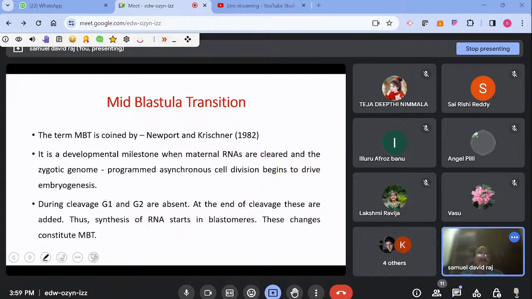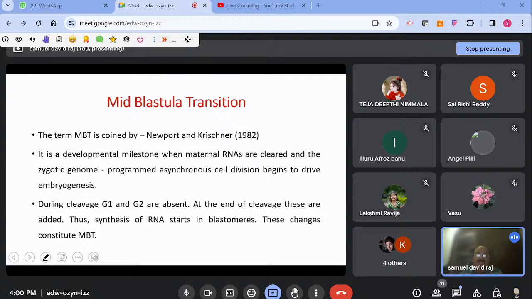What actually happens during cleavage? As the initial part of the cleavage is very rapid, which should decrease the size of the cell, there is no growth phase. G1 and G2 are absent. Once the embryo reaches the stage where the size of the cell corresponds to the size of the adult body, then G1 and G2 are added, so that one division is followed by G1 and G2, so it increases in size, divides, and the same size is to be formed.